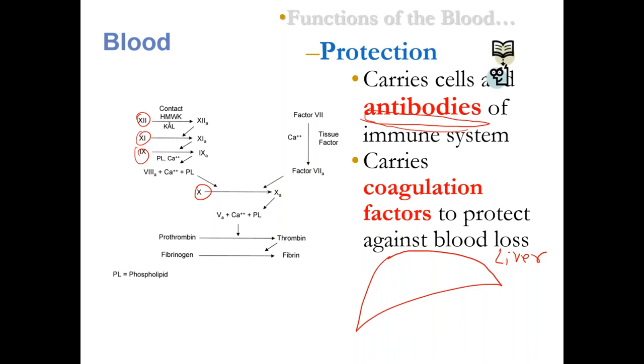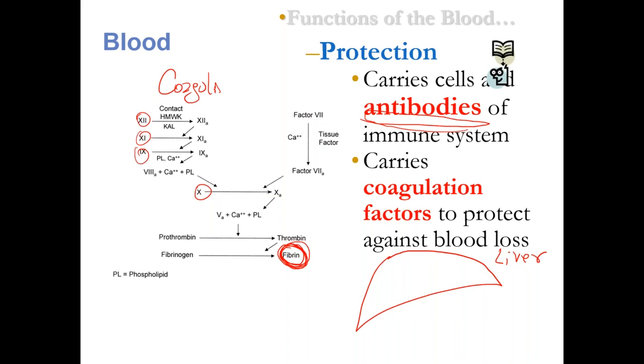The important thing is that all these reactions happening in the liver, 13 to 12, 12, 11, 10, 9, and so on, are going to end in one product, which is fibrin. So fibrin is the result of those coagulation factors.